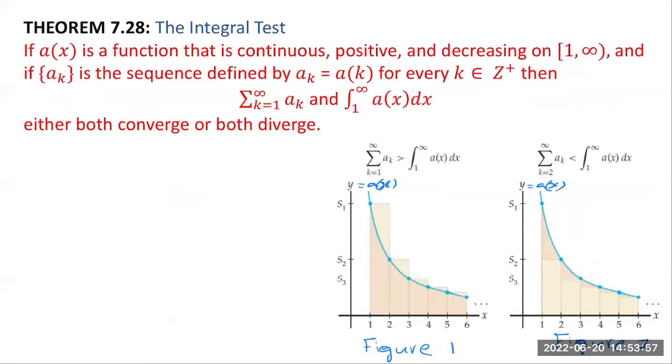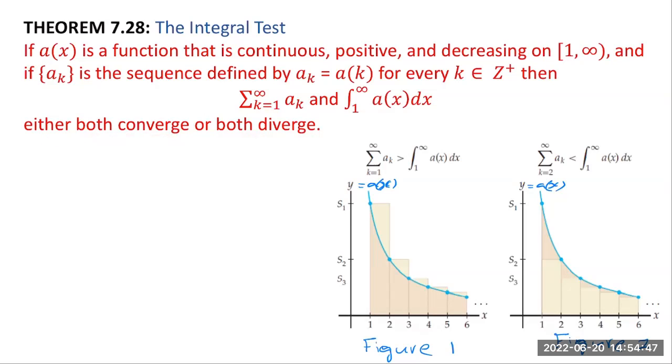All right, next, another extremely important, extremely useful theorem, which is called the integral test. Okay, this is theorem 7.28. Let's see what the integral test tells us. If a(x) is a function that is continuous, positive, and decreasing on the interval [1, infinity), and a_k is the sequence defined by a_k equals a(k) for every positive integer k, then the series sigma k goes from 1 to infinity of a_k and this integral from 1 to infinity of a(x) dx either both converge or both diverge.